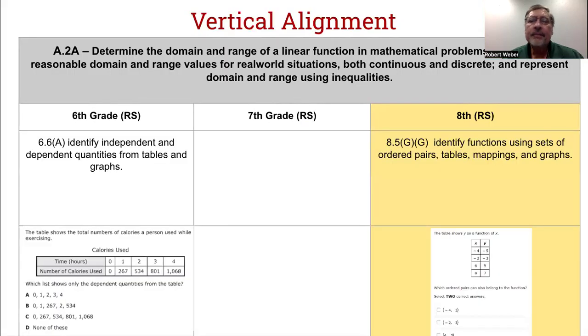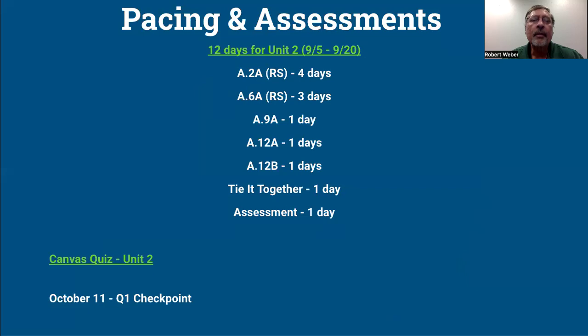Vertical alignment. A2A has a vertical alignment with the 8th grade, 8.5G. Looks like we got double G's there. I'll need to fix that. But identifying function using sets of ordered pairs, tables, maps, and graphs. And also back with 6.6A, which is identifying independent and dependent quantities. Again, real consistent with domain and range.